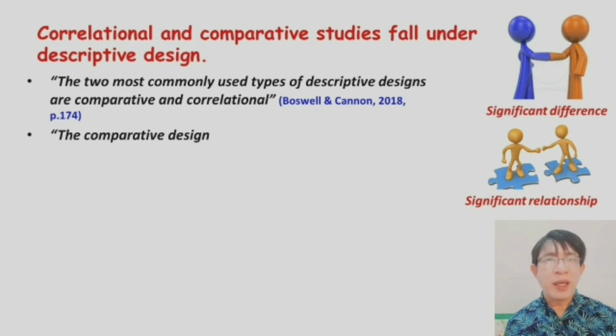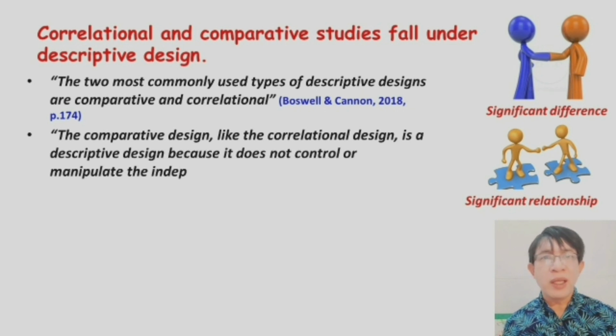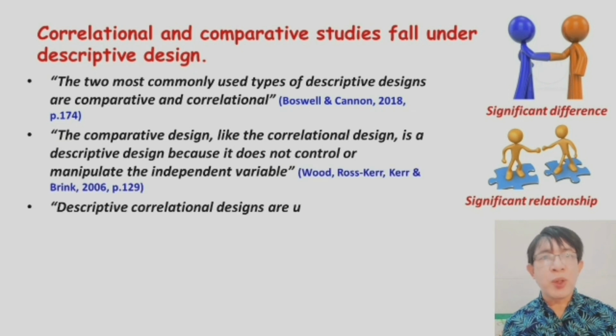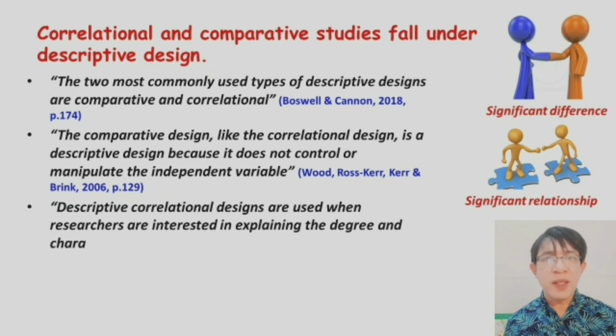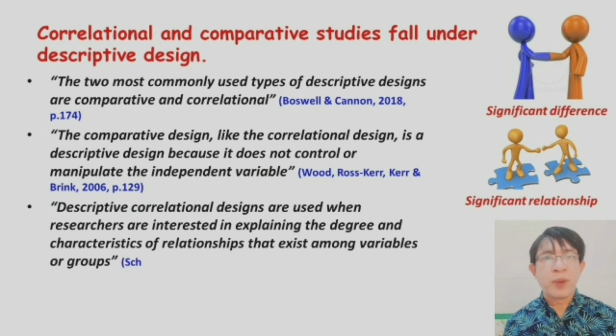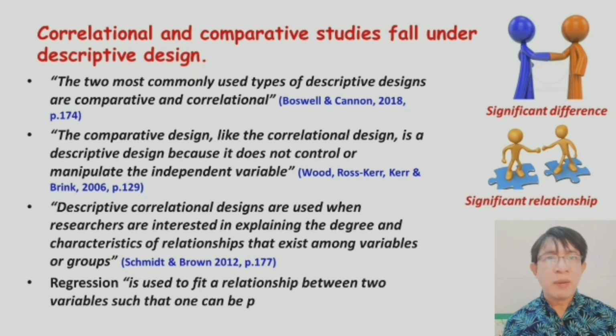The comparative design, like the correlational design, is a descriptive design because it does not control or manipulate the independent variable. Descriptive correlational designs are used when researchers are interested in explaining the degree and characteristics of relationships that exist among variables or groups. Other than correlation, the other test of relationship is regression. It is used to fit a relationship between two variables such that one can be predicted from the other.